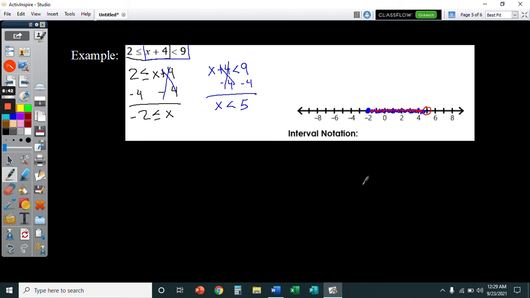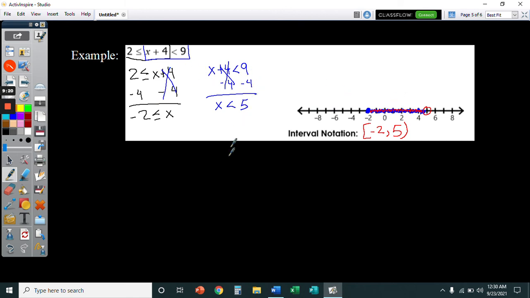Now we've got to do our interval notation. It's a little bit easier. We usually only have one set of brackets and parentheses for our interval notation for and inequalities. You can see here my solution set starts at -2 and it's included, so that means I have to have a bracket. -2, comma, and then it stops at 5. But 5 is not included, so that means I need a parenthesis.